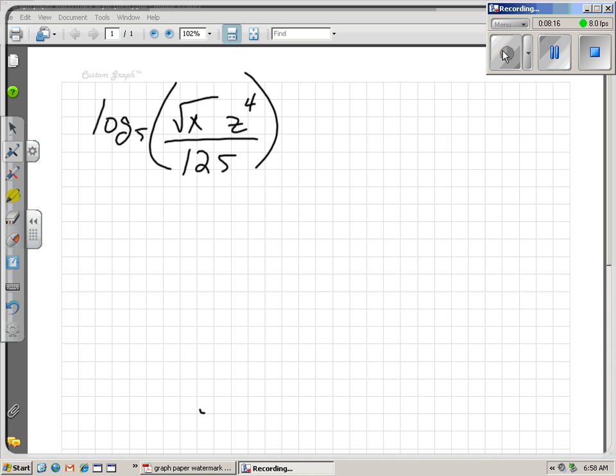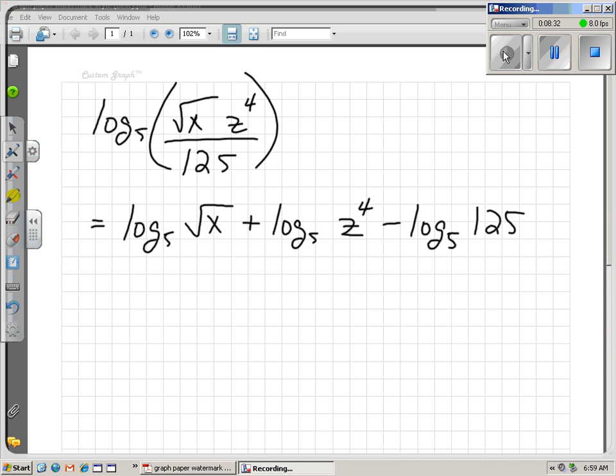Okay, I see 3 terms here. I see an x, I see a square root of x, I see a z to the 4th, and I see the number 125. So when we get done expanding this, we're going to have 3 logarithms. We're going to have log x, log z, log 125, basically. So let's figure out how that works out.